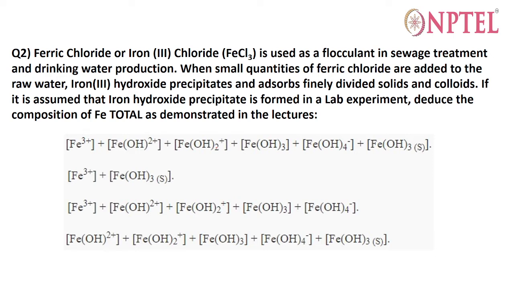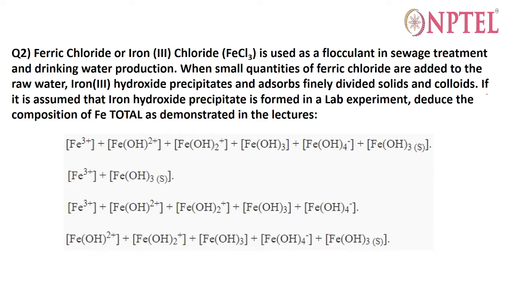Then this is the next question. Ferric chloride, or iron 3 chloride, nothing but FeCl3, is used as a flocculant in sewage treatment, we all know. And also it is used for drinking water treatment. When a small quantity of ferric chloride is added to the raw water, iron 3 hydroxide precipitates and adsorbs finely divided solids and colloids. That's their purpose, right? That's why we are using it.